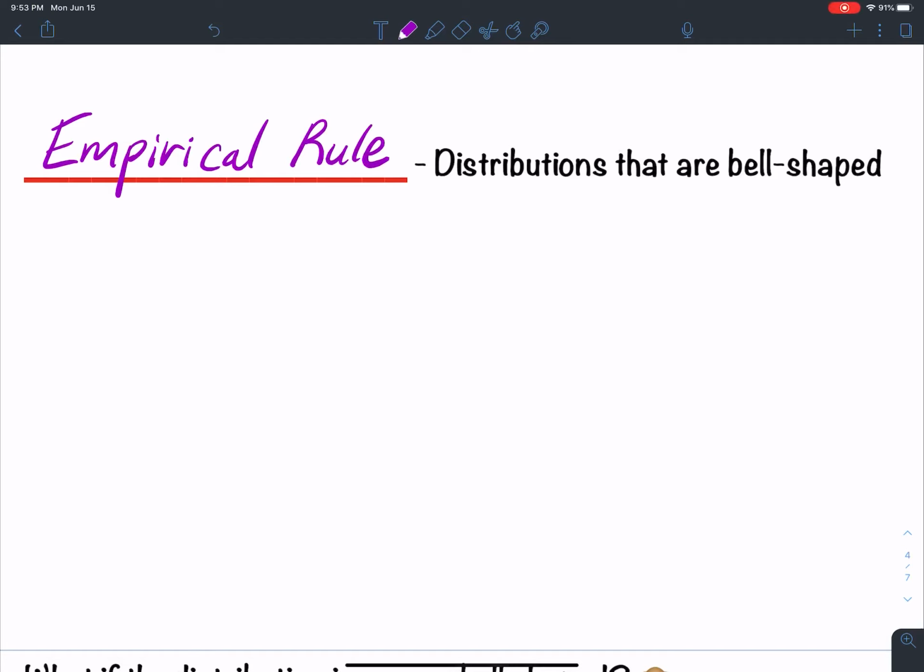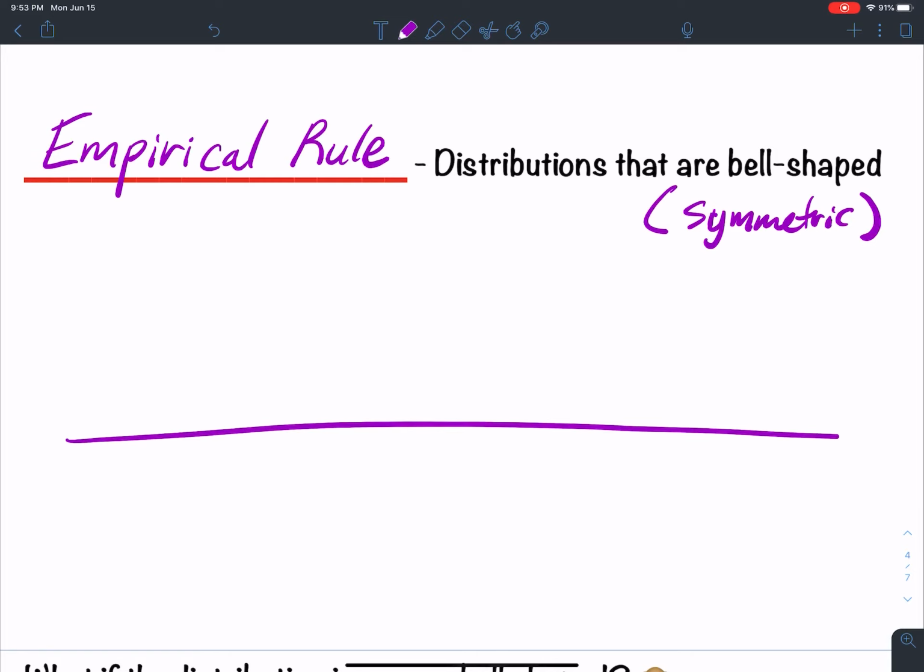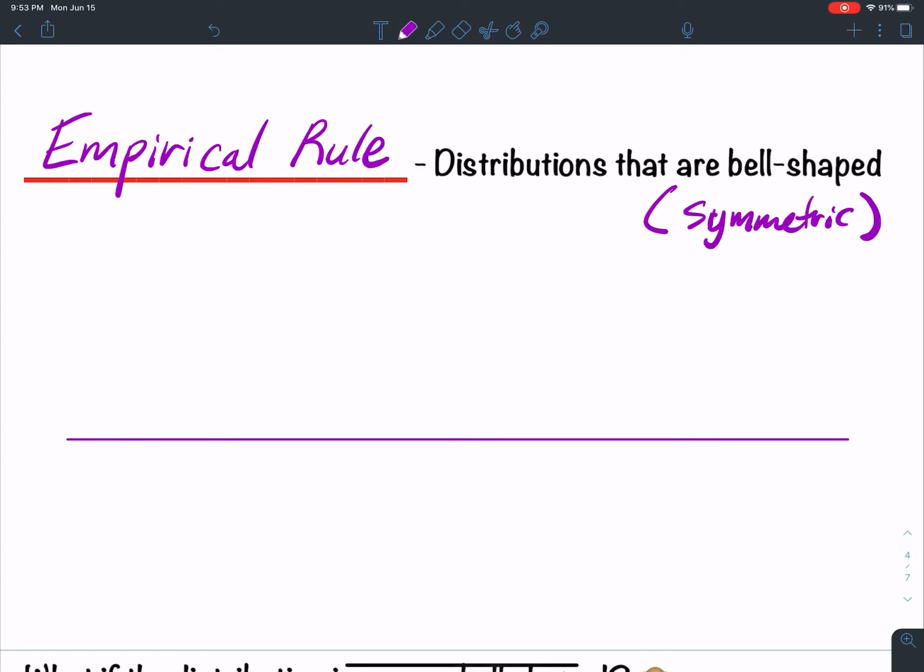In this video, we're going to talk about the empirical rule, for distributions that are bell-shaped, or symmetric. So what does bell-shaped and symmetric look like? I'm going to draw a horizontal axis here, and I'm going to do my best to draw a bell-shaped curve.